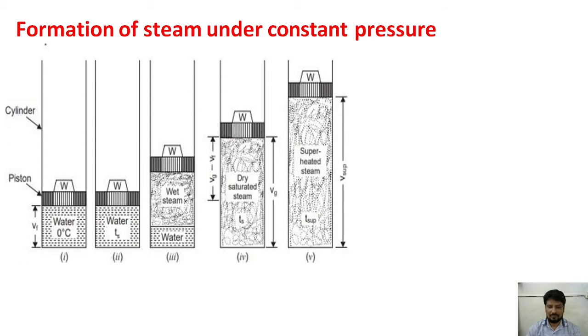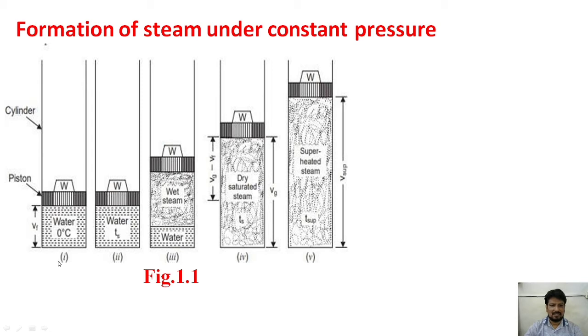Now, the formation of steam under a constant pressure. Here there are 5 figures: first, second, third, fourth and fifth. So how is the steam formed under the constant pressure?